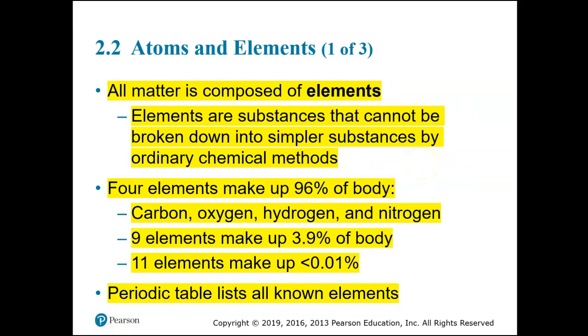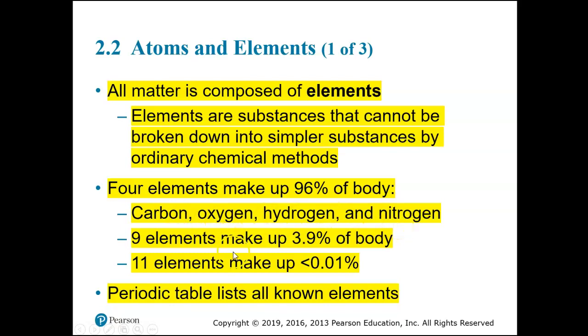So in section 2.2, all matter is composed of elements. Elements are the pure substances that you find on the periodic table. There are over 100 known elements, and we don't really have to use the periodic table that much. We'll refer to it, but we don't use it like you would in a traditional chemistry class. There are 4 elements that make up 96% of the human body, and they are carbon, oxygen, hydrogen, and nitrogen. And their symbols are C, O, H, and N.